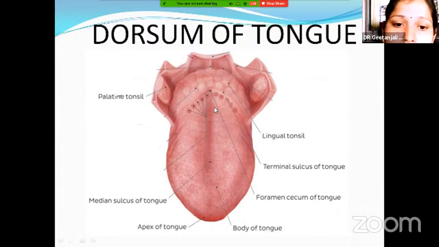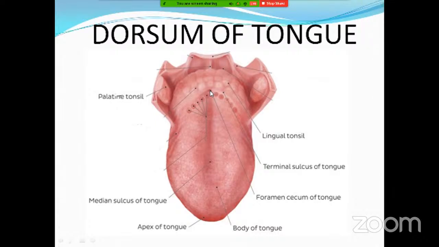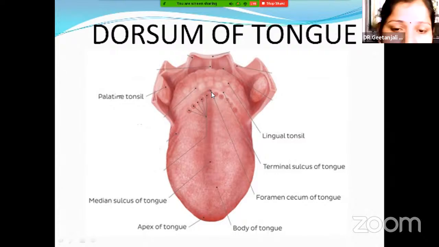Then the most important structure on the dorsum of the tongue is the foramen cecum. See here, this is the V-shaped sulcus terminalis, and the two limbs of the V meet at a median pit called the foramen cecum. Again, this is the foramen cecum. This is our dorsum of the tongue.